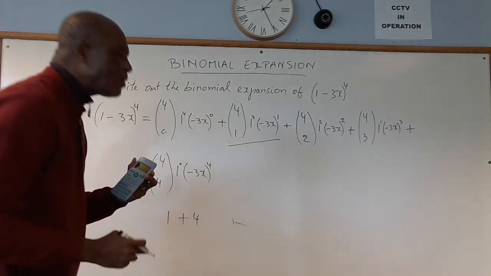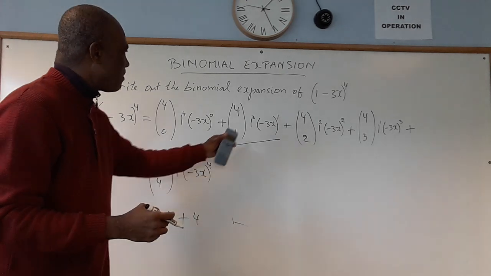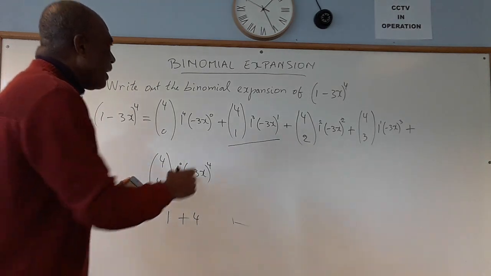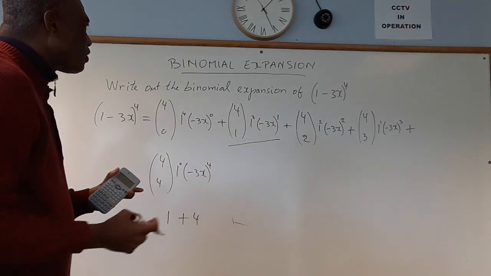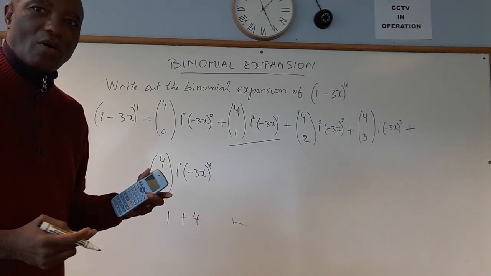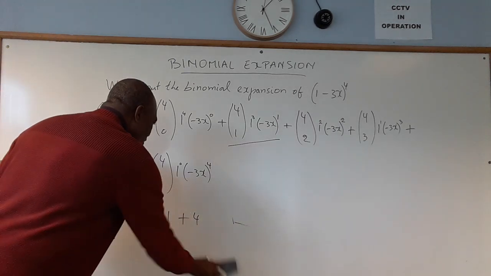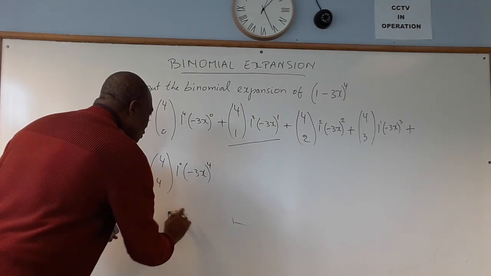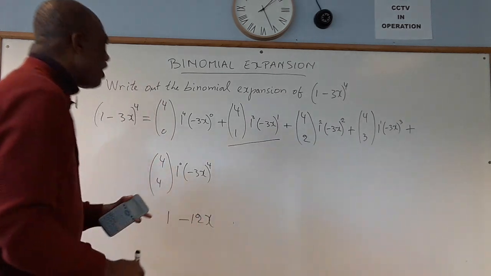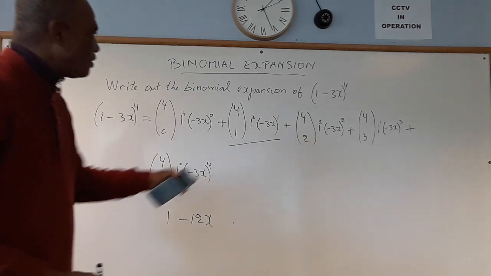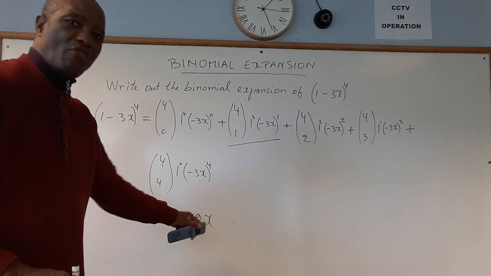And the 1 to the power of 3 is 1. So 4 multiplied by 1 will give 4. And then multiply by minus 3x. So 4 multiplied by minus 3x will give minus 12x. So I'm going to write here minus 12x. So the second term here has a value minus 12x.